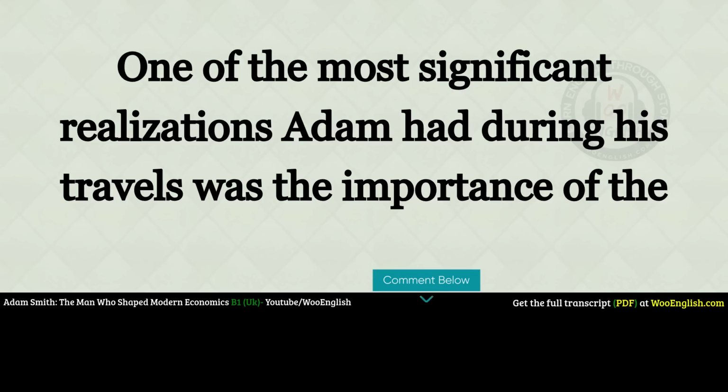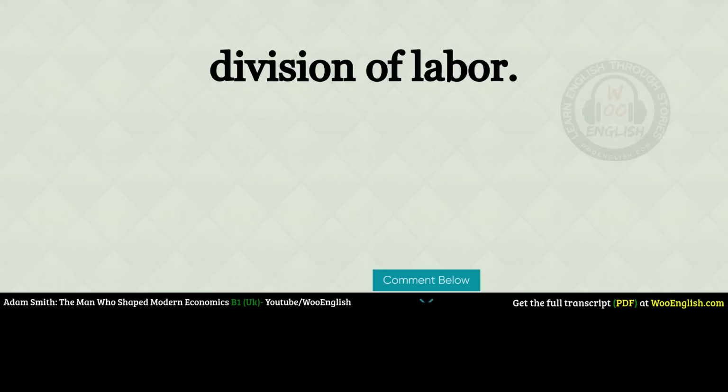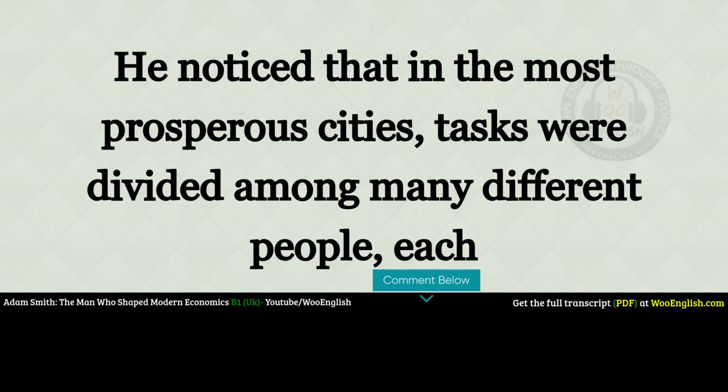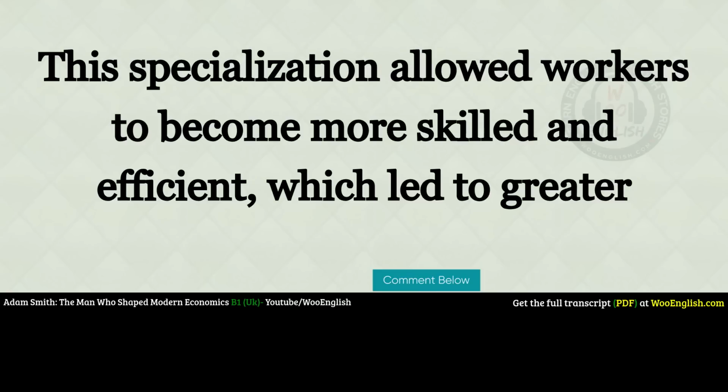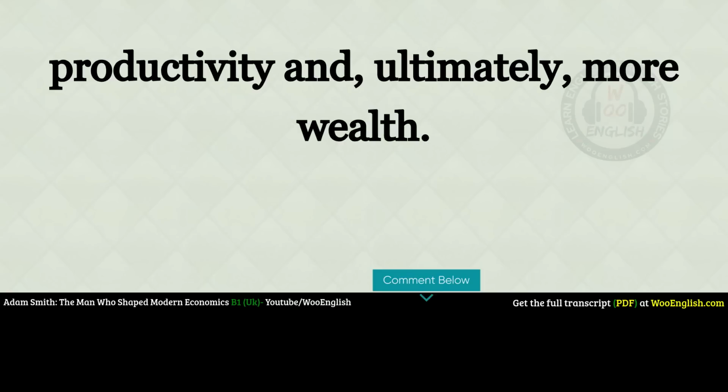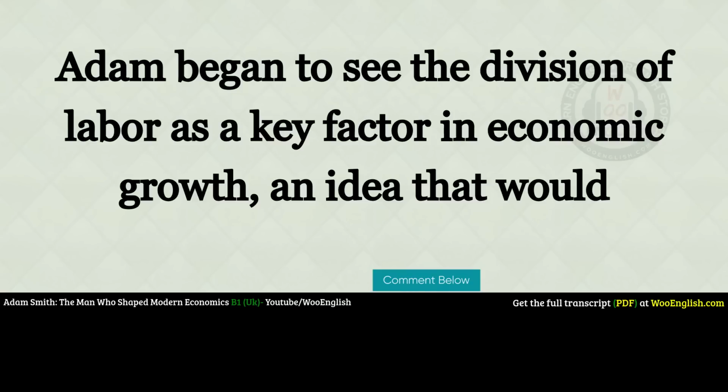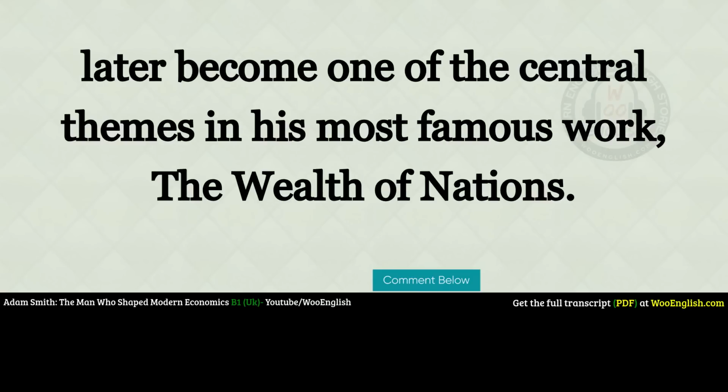One of the most significant realizations Adam had during his travels was the importance of the division of labor. He noticed that in the most prosperous cities, tasks were divided among many different people, each specializing in their own work. This specialization allowed workers to become more skilled and efficient, which led to greater productivity and ultimately more wealth. Adam began to see the division of labor as a key factor in economic growth, an idea that would later become one of the central themes in his most famous work, The Wealth of Nations.